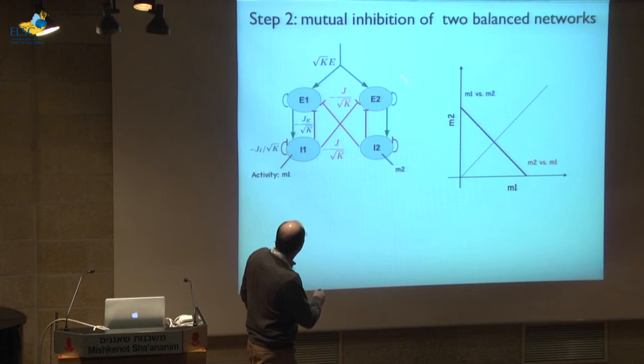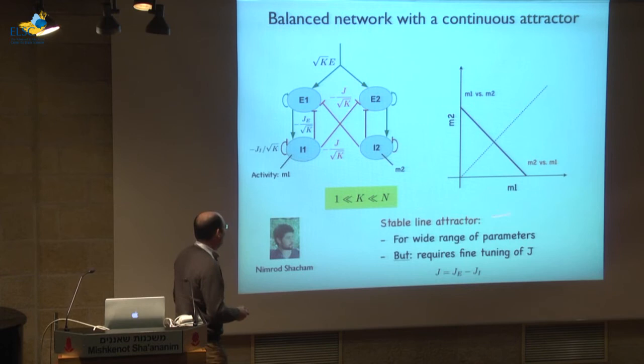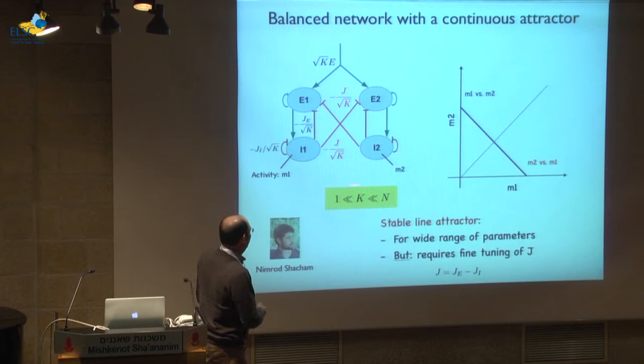Now, this is just the idea. But it turns out that indeed, if you analyze the dynamics of such a network, it's possible to prove that it has a continuum of stable steady states. So in this limit, the network will be happy to stay at any one of the positions along these lines.